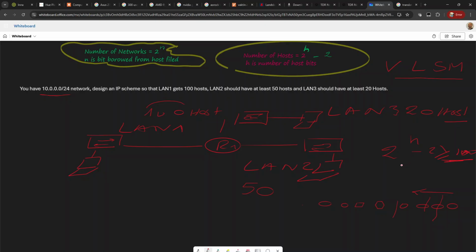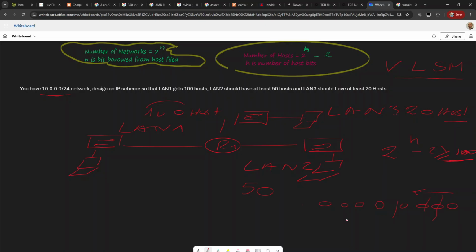2 to the power of 4 is 16, minus 2 is 14. That's not enough. With 5 bits, I think you will get 30, so that's not enough. With 6 bits, you will get 62. That's not enough. With 7 bits, you will get 126 hosts, and 126 is greater than or equal to 100.